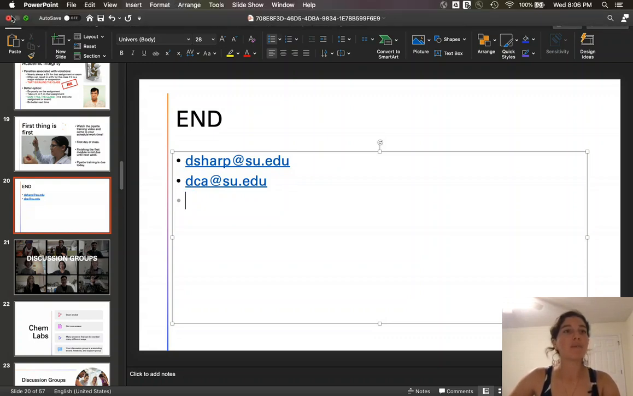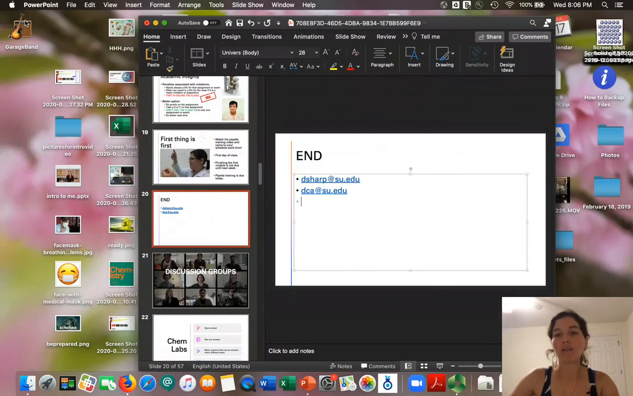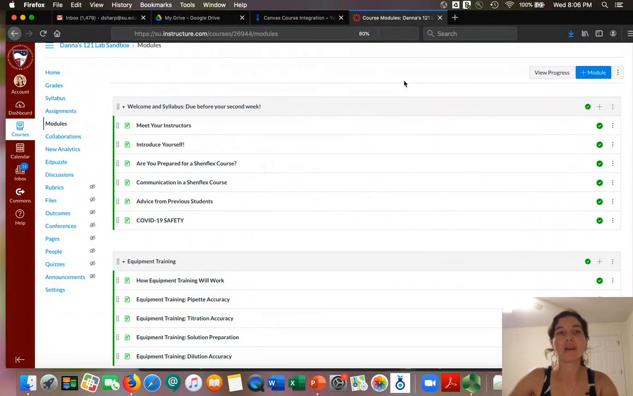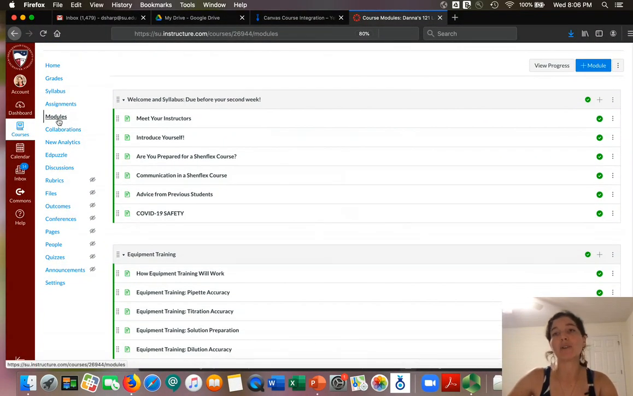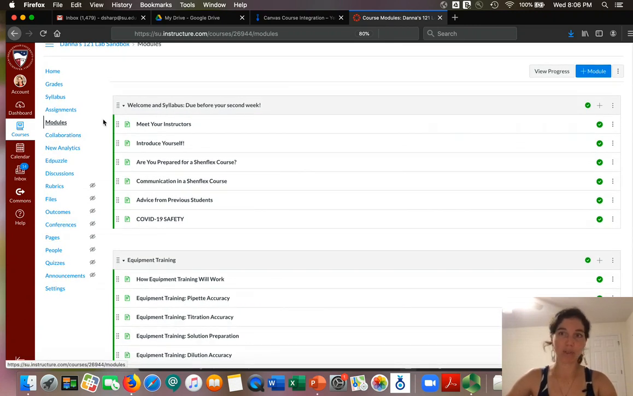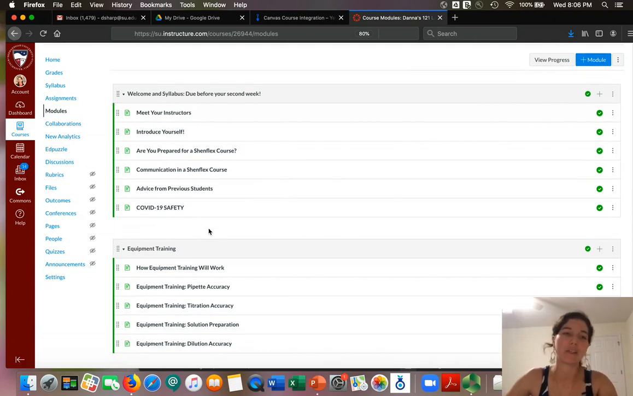Okay. And let me show you Canvas really quickly as well so you can see what that looks like. Okay, so here's Canvas. If you'll notice, I've clicked on the Modules button over here. This is really important. Modules are going to help you get to everything really easily. That's going to be your go-to menu tab over here for most things in Canvas. So this welcome and syllabus stuff is not due until your second week, all these little videos and pages, and they don't take too long to do. So I know it looks like a lot, but it really isn't.